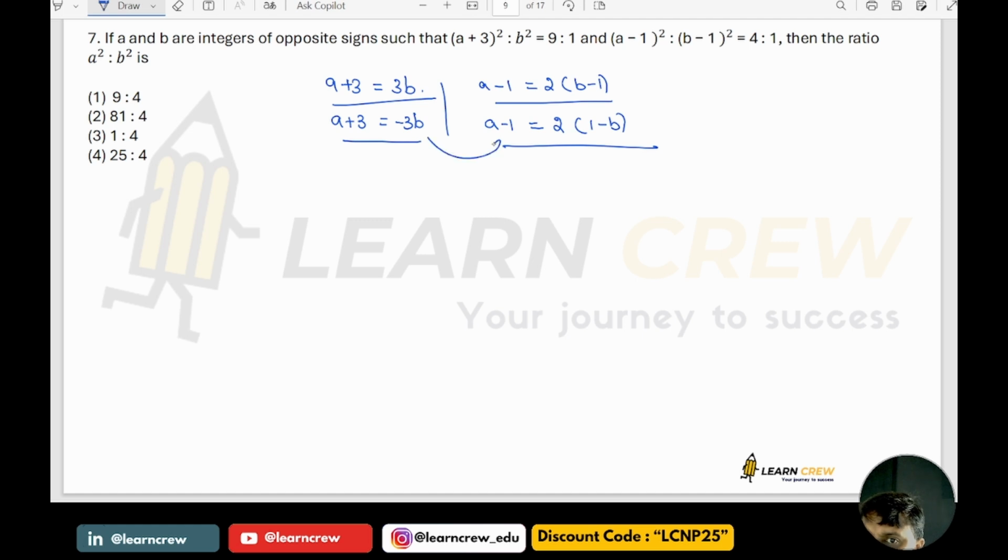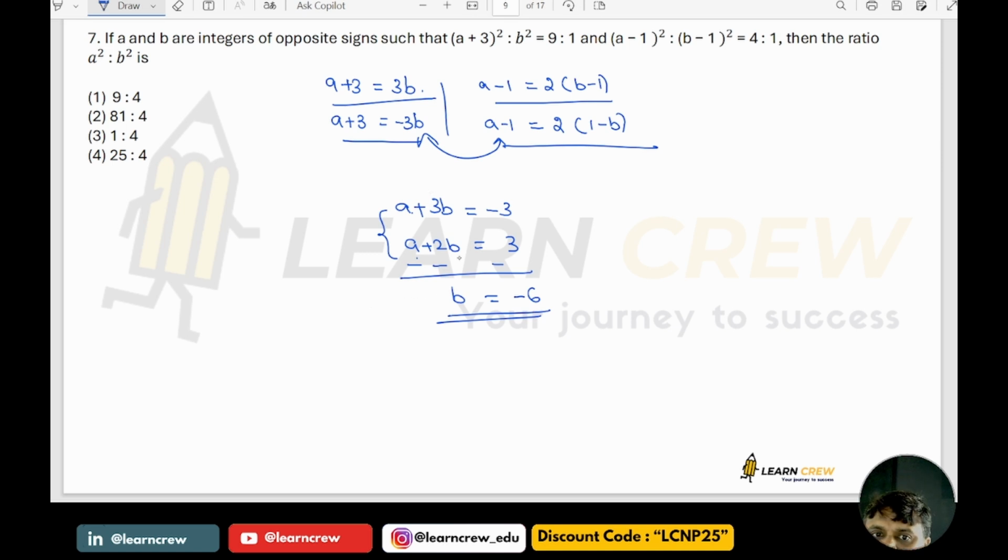Now first I am solving these two. From this what I will get? A plus 3b is equal to minus 3. And here what I am going to get? So here minus 2b coming this side. So a plus 2b is equal to 2 plus 1, 3. Okay, now I am subtracting this from this. So 3b minus 2b, b is equal to minus 6 I got.